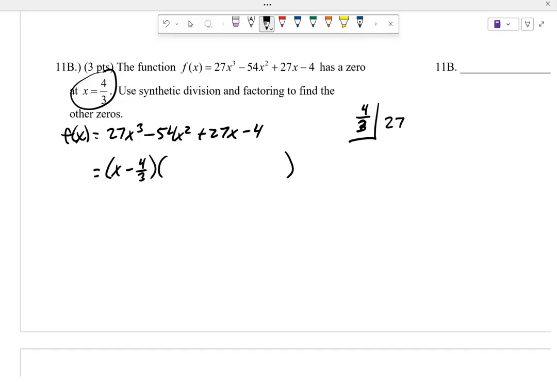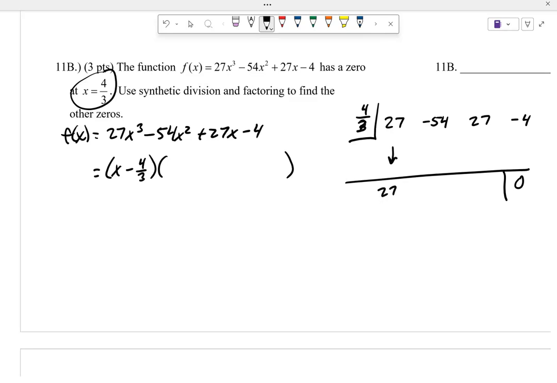27x cubed minus 54x squared plus 27x minus 4. Looks like I have no placeholders needed. I don't need to put any zeros in. I have all those terms there. I know it's a 0. They already told me it's a 0, so I know I'm going to have no remainder here, or I did something wrong, right? So I know it goes in cleanly.